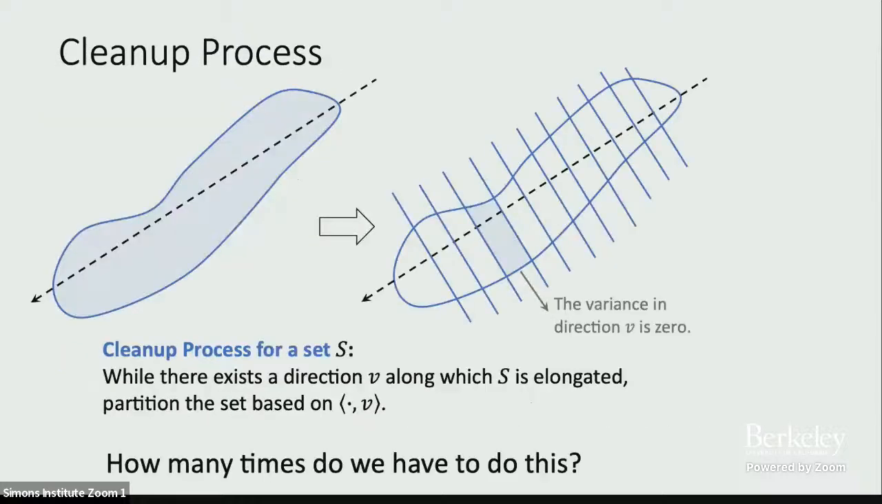So here the problem is you have a set that is not clean. It's elongated in many directions. How do you partition the set so that it's not elongated in any direction? There's a very natural cleanup process. Every time you have a set like this, which is elongated in this direction, you simply slice it up along that direction. This is again kind of like a Gram-Schmidt step, but the vector you choose is the direction along which your set is elongated. And the advantage of doing this is that within each slice, the variance in direction V is 0. So now the question becomes, how many times do you have to do this process?